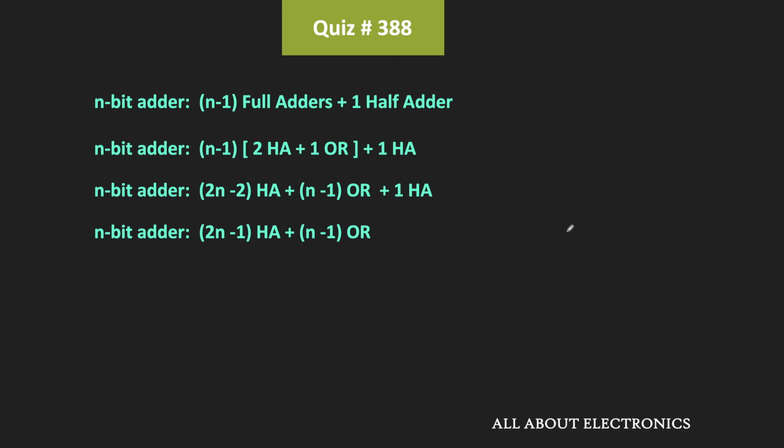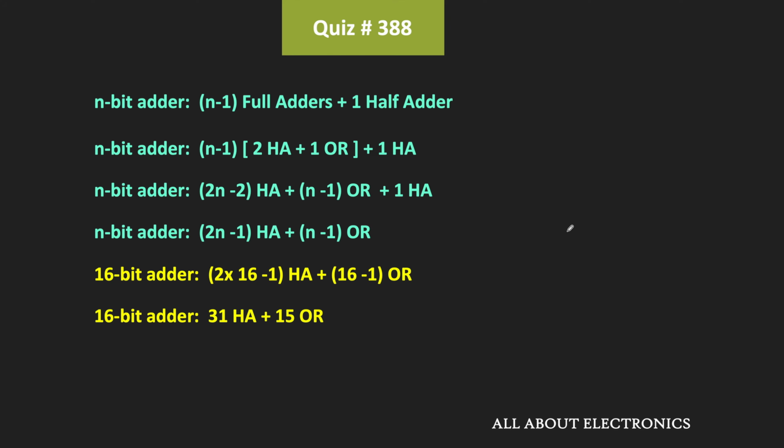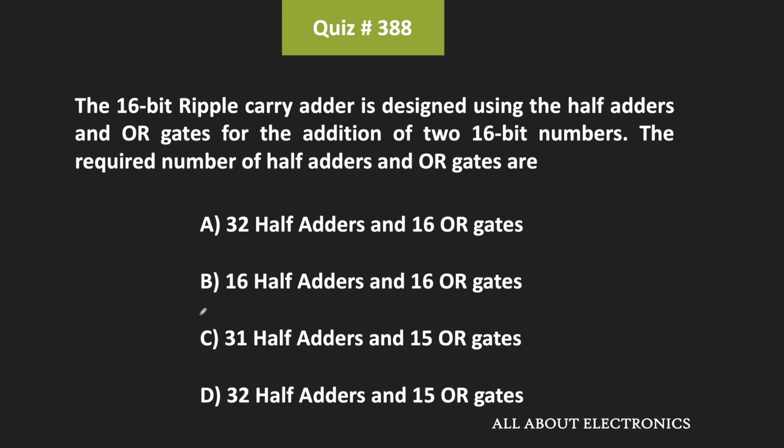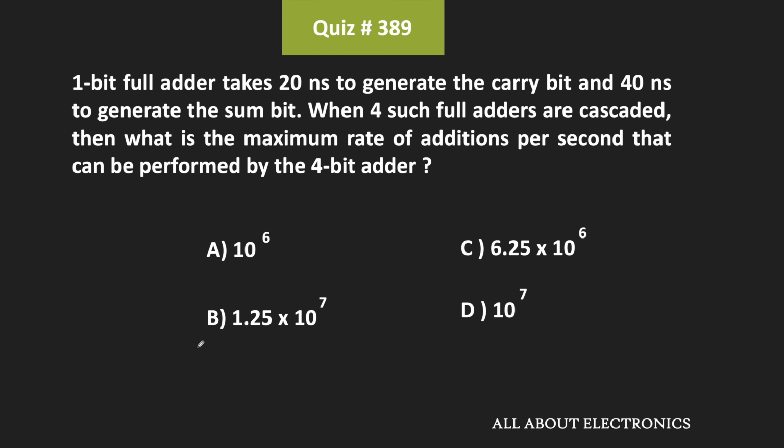Now, if we take the case of the 16-bit adder, then in this equation n is equal to 16. That means for the 16-bit addition, we require a total of 31 half adders and 15 OR gates. And therefore, for the given question, C is the correct answer. Alright, so now let's move to the next example.